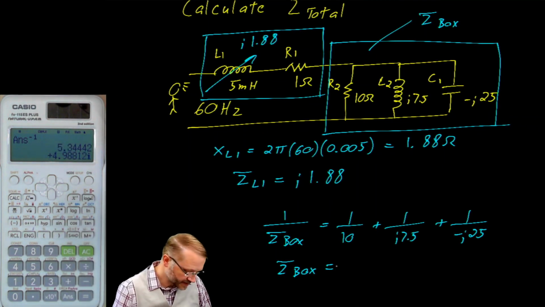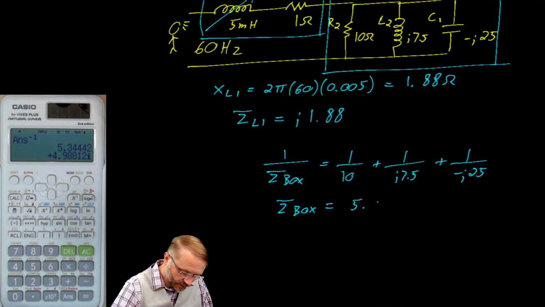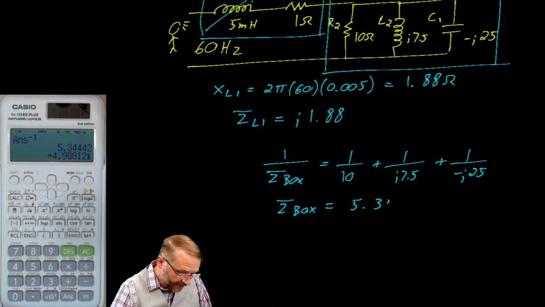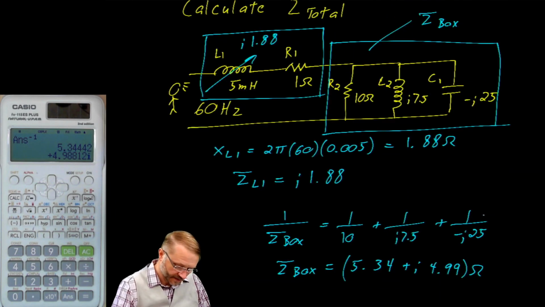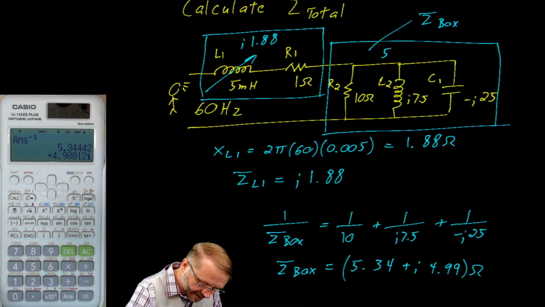So that gives us 5.34 plus J 4.99 ohms. Okay, so that's this piece here. So 5.34 plus J 4.99.